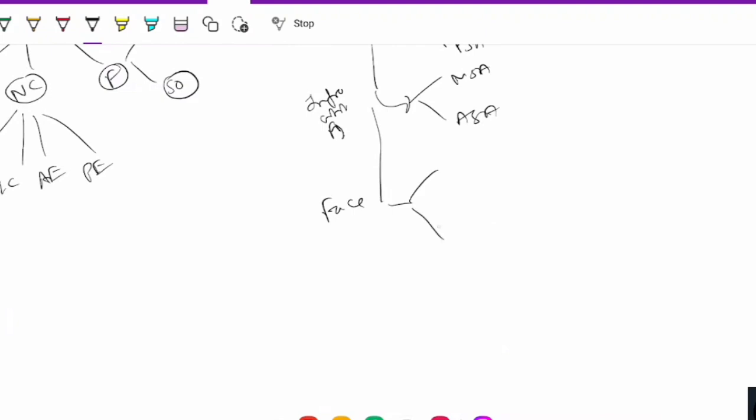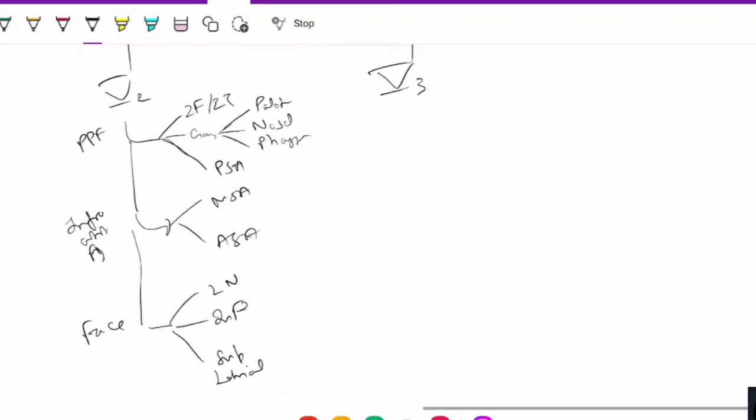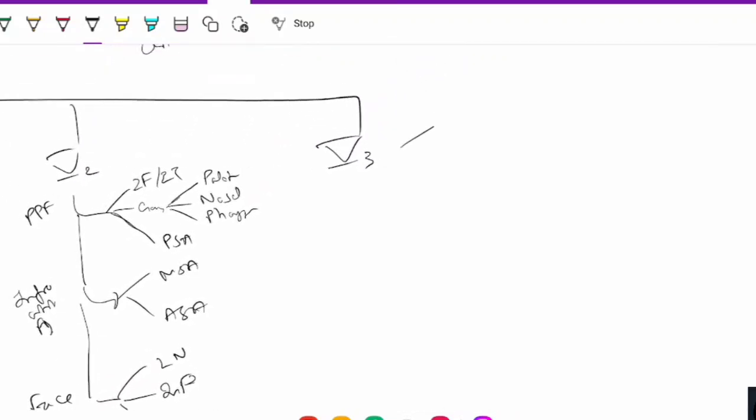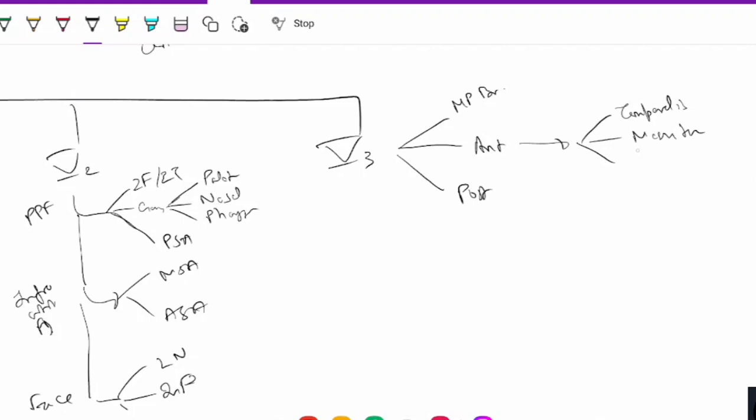Then it again continued on face. It gave off another three branches: lateral nasal, inferior palpebral, and superior labial. Then V3, it gave off three branches. First is medial pterygoid branch, anterior division, posterior division. Anterior division gives the rest of the three muscles: temporalis, masseter, and lastly lateral pterygoid.